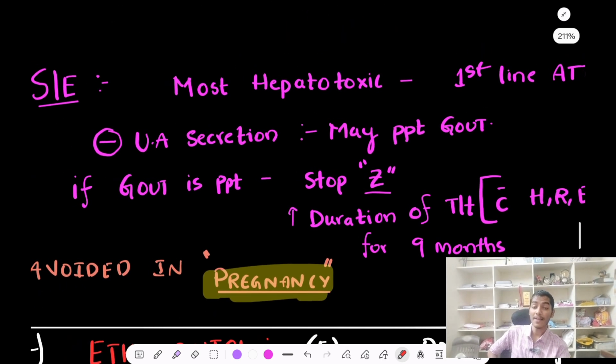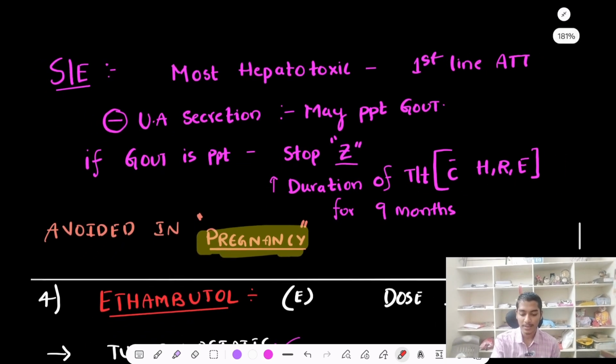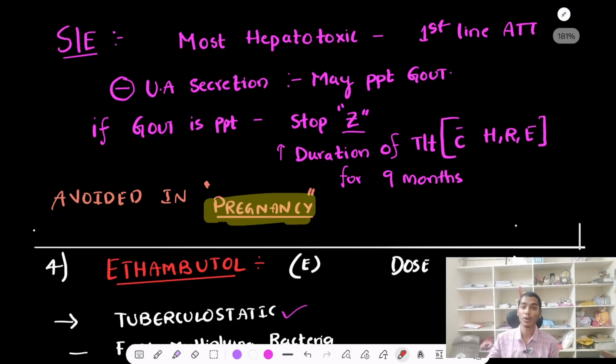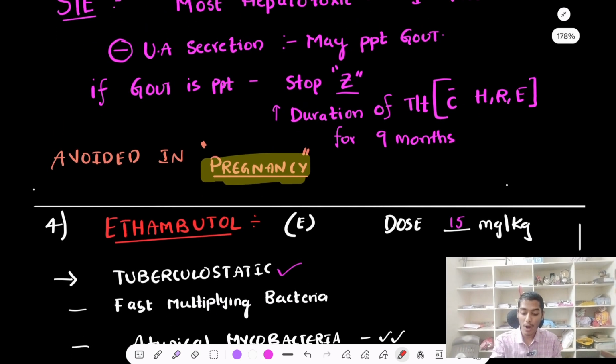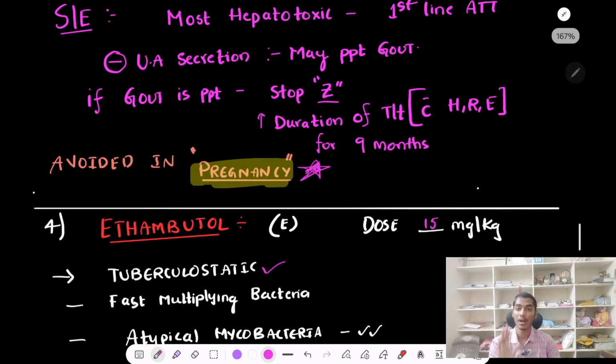And side effects: most hepatotoxic, and it inhibits uric acid excretion, thereby it may precipitate gout. So if gout is precipitated, immediately stop this pyrazinamide and increase the duration of treatment to 9 months with HRE, that is isoniazid, rifampicin and ethambutol, and it is avoided in pregnancy. So it's very important to remember. Which antitubercular drug is avoided in pregnancy? It's an MCQ. Definitely it's pyrazinamide.